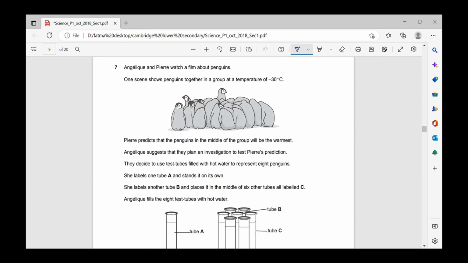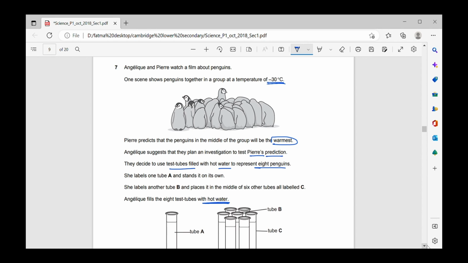Question number 7. Angelique and Pierre watch a film about penguins. One scene shows penguins together in a group at a temperature of -30 degrees. Pierre predicts that the penguins in the middle of the group will be the warmest. Angelique suggests that they plan an investigation to test Pierre's prediction. They decide to use test tubes filled with hot water to represent 8 penguins. She labels one tube A and stands it on its own. She labels another tube B and places it in the middle of 6 other tubes, all labeled C. Angelique fills the 8 test tubes with hot water.